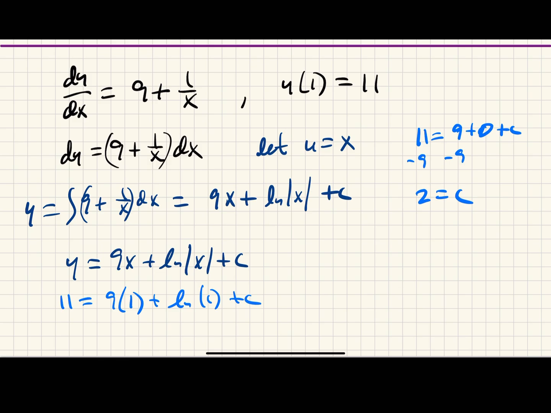And so now what I've done here is I have solved this initial value problem. So I have an initial value, that y of 1 is 11, and I have a derivative. So to find this function, y, it would be 9x plus natural log absolute value of x plus 2.